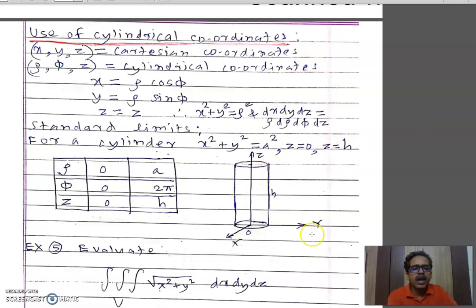This is the xy plane having the equation z equal to 0. The cylinder is a right circular cylinder. It has a height h. So this top surface is present on the plane z equal to h, and you must understand that here the limit of rho is 0 to a, limit of phi is 0 to 2 pi, and limit of z is 0 to h.